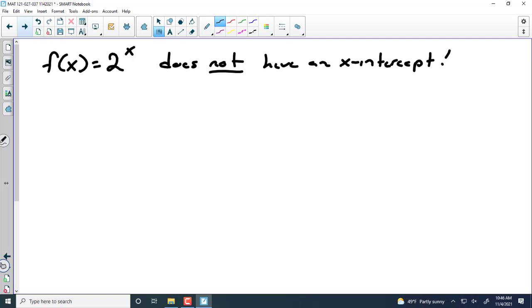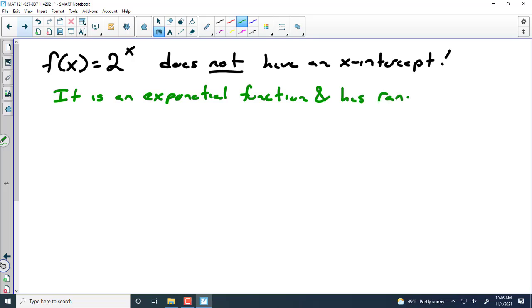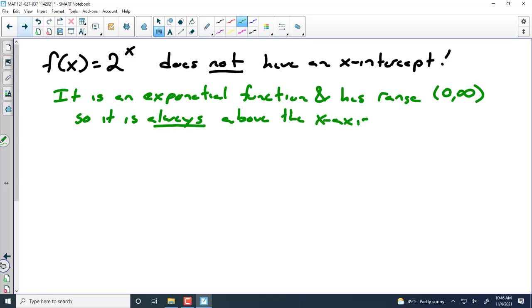f of x equals 2 to the x does not have an x-intercept. It is an exponential function and has range 0 to infinity. So it is always above the x-axis. The graph of this is always above the x-axis.